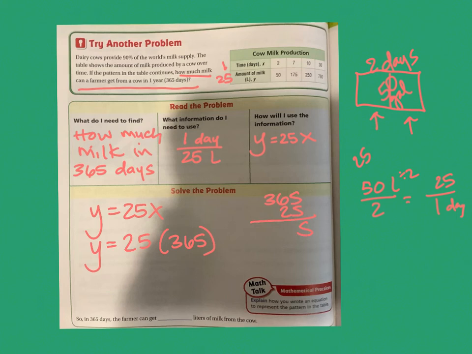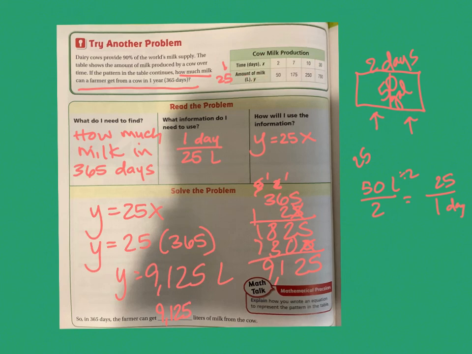5 times 5, 25. 6 times 5 is 30, plus the 2, 32. 5 times 3 is 15, 16, 17, 18. Cross off that placeholder. 2 times 5 is 10. 2 times 6 is 12. 13 with the carryover. 2 times 3 is 6, plus 1 is 7. Add that all together. 9,125 liters. So in 365 days, the farmer can get 9,125 liters.